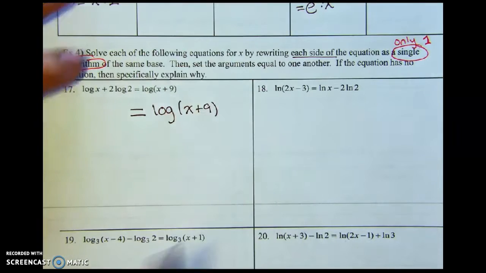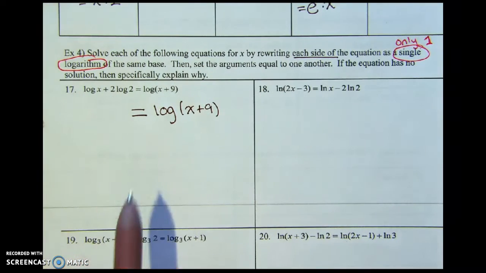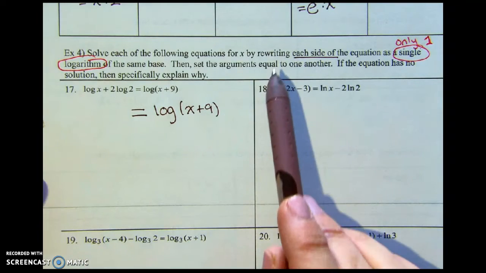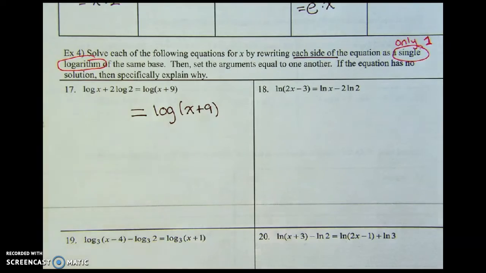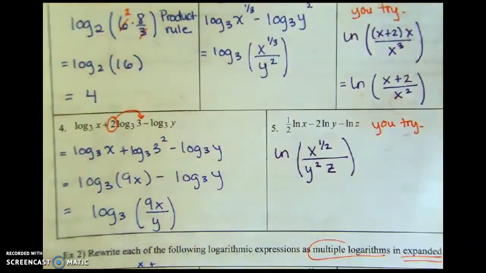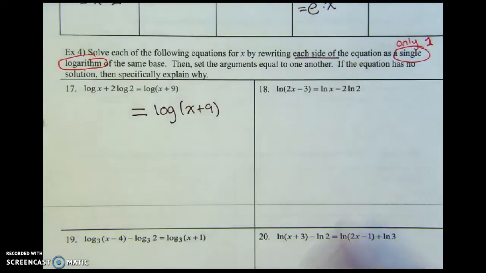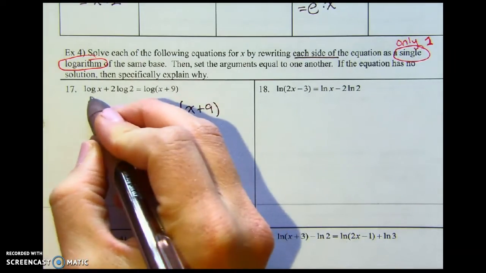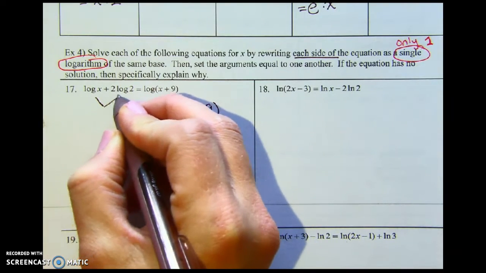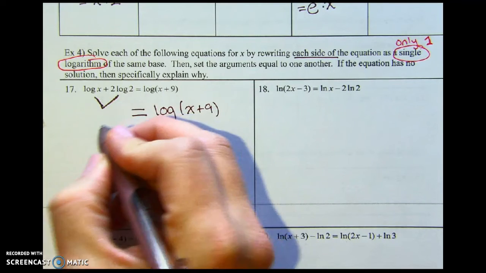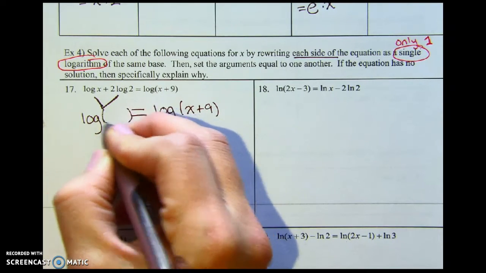Okay, look on the left side. Is there a single log? No, there's 2. So, hold on, wait, what? We have to rewrite each side of the equation as a single log? Where have I seen that before? Did we practice that? Yep, we practiced it here on example 1. So right now we have 2 logs and they're being added. If you're adding 2 logs, then what are you going to do with the arguments? You're going to multiply them.